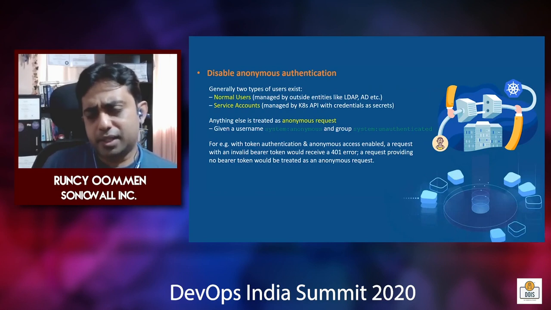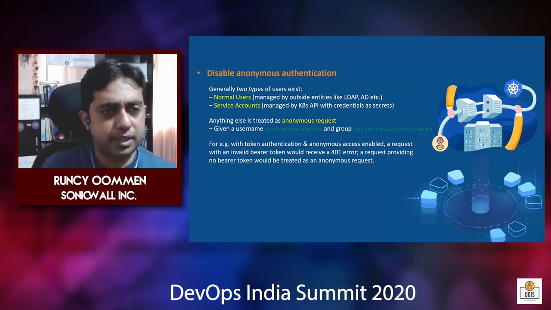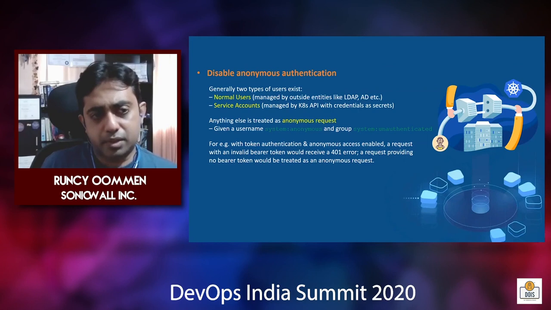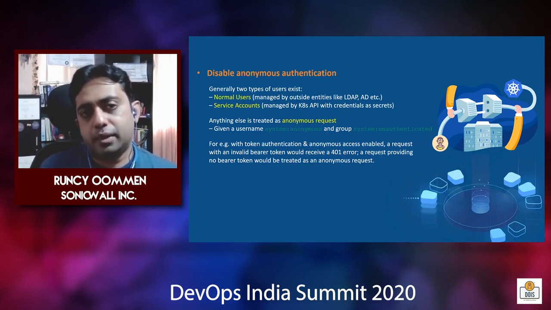So what exactly is it? There are generally two types of users that exist. There are the regular users that are backed by entities like AD or LDAP. And then there are the service accounts that are managed by the Kubernetes API. Anything outside of this is treated as an anonymous request, right?